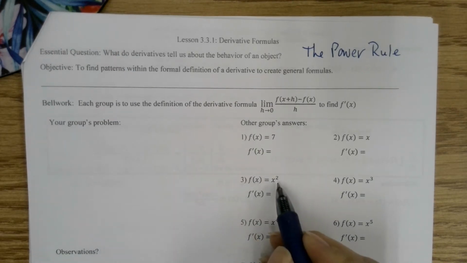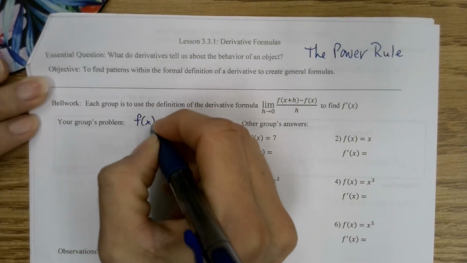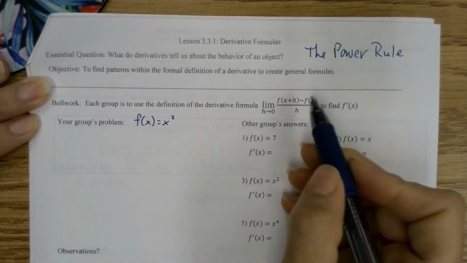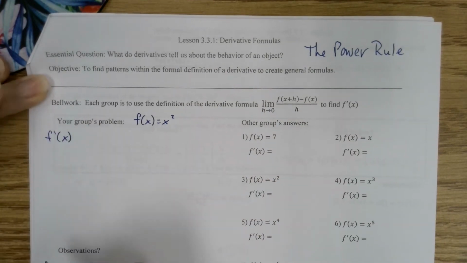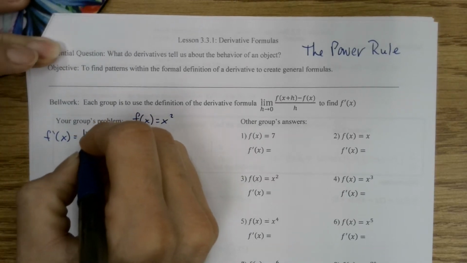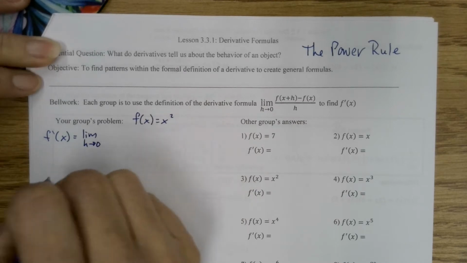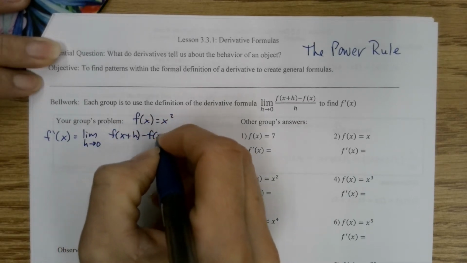So I'm going to grab question number 3, f of x equals x squared. So this is our problem, and we are going to find the derivative. So now I'm going to call that f prime of x. That's our new notation as of yesterday's lesson, which I know is the limit as h approaches 0 of f of x plus h minus f of x all over h.